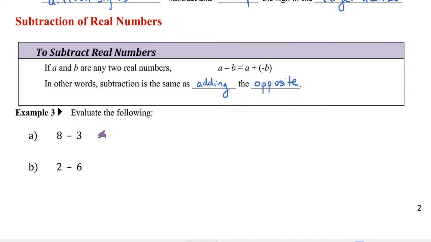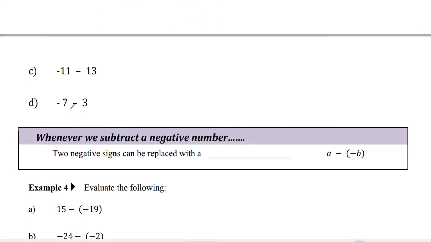Okay, so you could evaluate the following, right? 8 minus 3, this is just 5. 2 minus 6, you can think of this as 2 plus -6. So remember, we're going to end up with the sign of the larger one in magnitude, so this will actually be -4. -11 minus 13, again, we can think of this as -11 plus -13. Okay, now they're the same sign, so we're going to end up with a negative, but then we just add these, so we'll get negative 24.